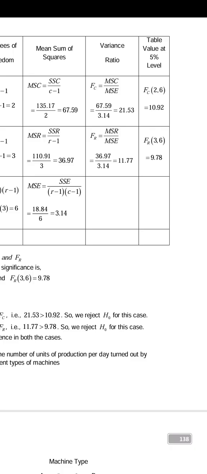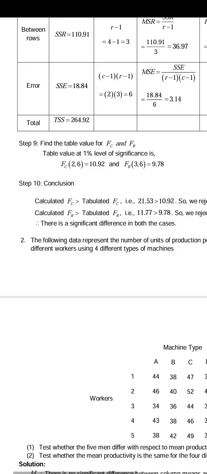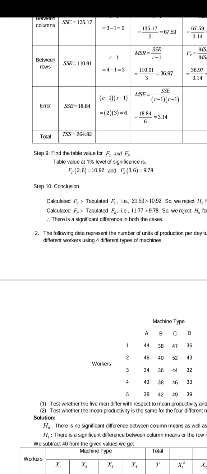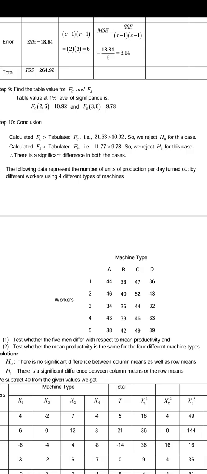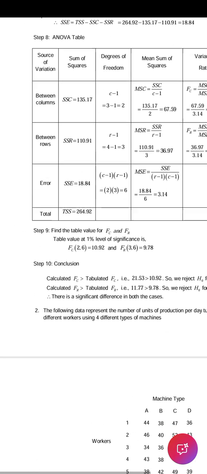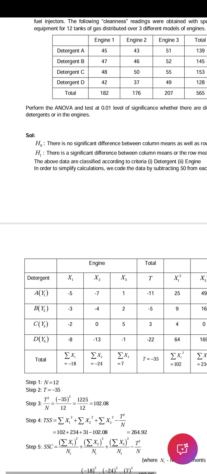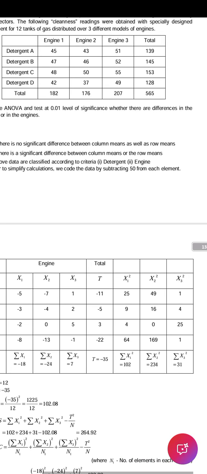So the calculated values compared with the tabulated values at the 5% level, both are higher. Both calculated values are higher. Therefore, both statements of the null hypothesis are rejected. Therefore, the alternative hypotheses are accepted. Therefore, the final result is that there is a significant difference in both cases. That is, there is a significant difference between the column means and the row means.